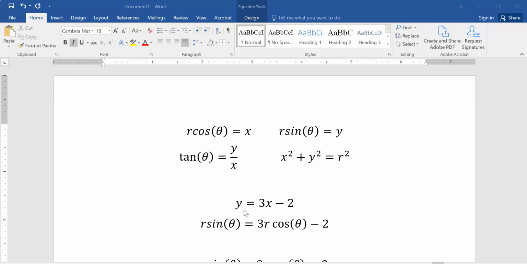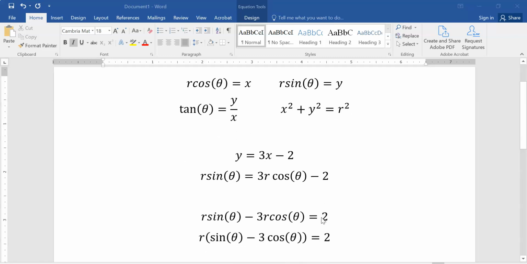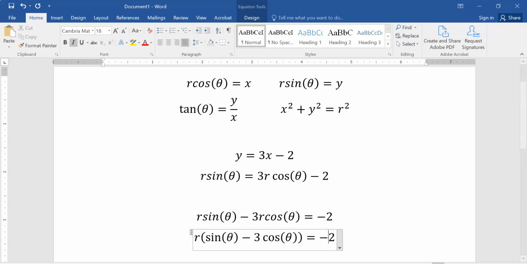Right, so once you start doing this, y equals 3x minus 2, there's really no other way other than just to replace the x with an r cosine theta and replace the y with an r sine theta. Once you do that, you're going to get r sine theta is equal to 3 times r cosine theta minus 2. And normally we solve this equation for r, so we'd subtract 3r cosine theta from both sides.